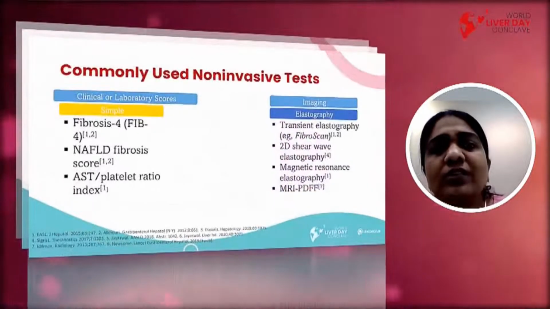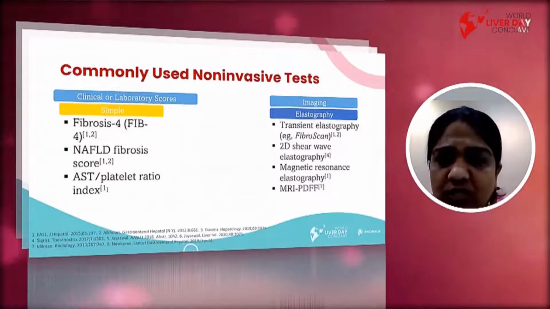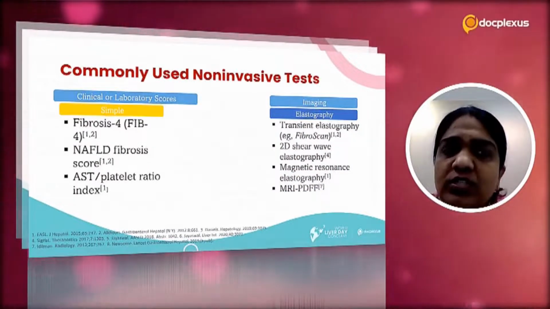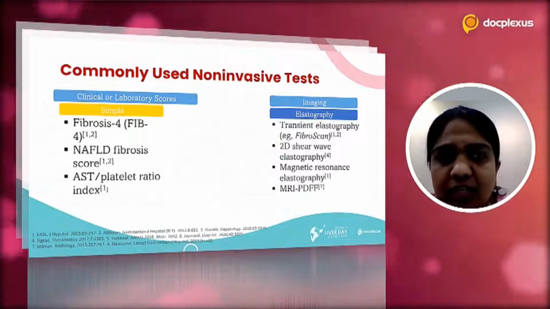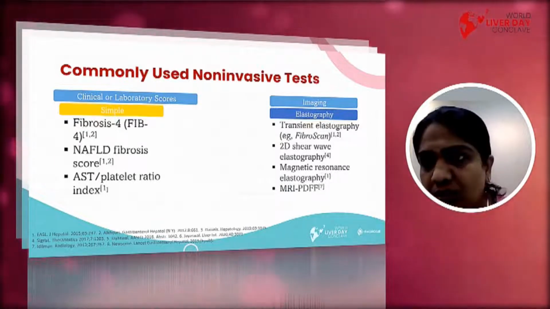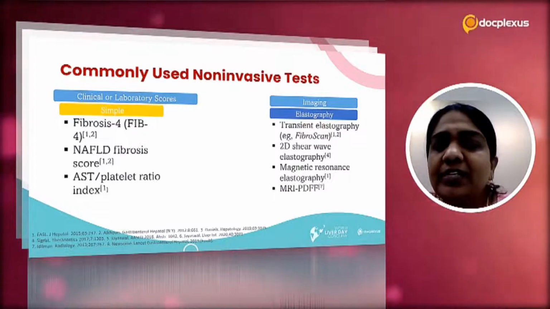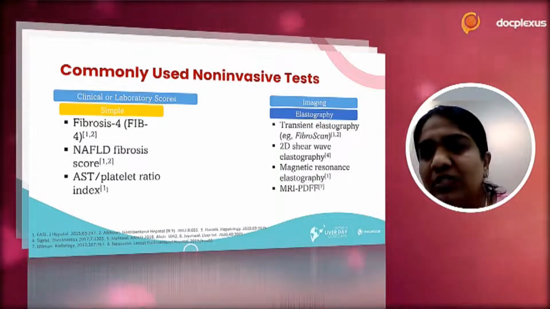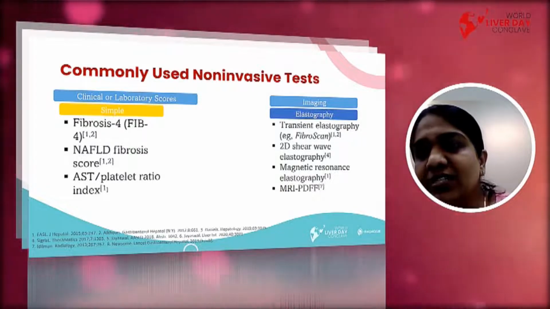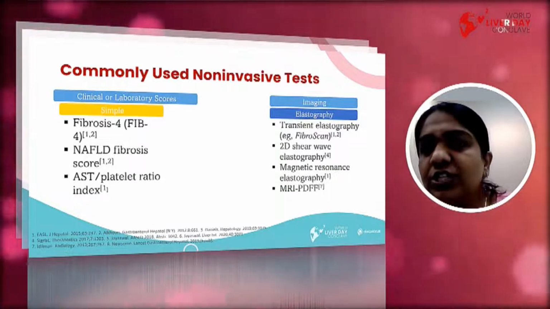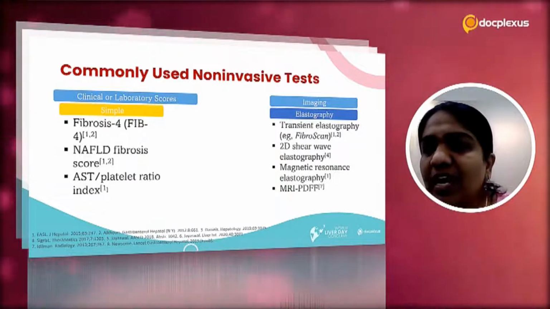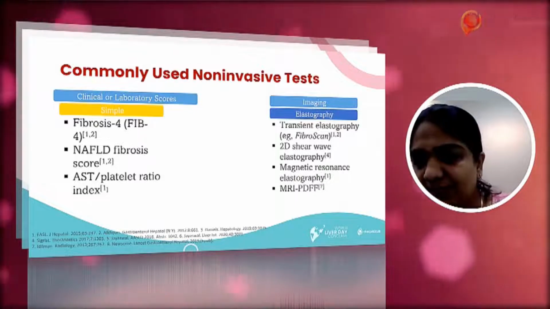Expertise is required and it is impractical for mass screening. So what are the non-invasive tests we generally use? The laboratory tests include the simple FIB-4 score or the NAFLD fibrosis score. Also, the very basic, simple AST-platelet ratio can be used. On the imaging side, we have transient elastography, 2D shear wave elastography, and MRI PDFF.